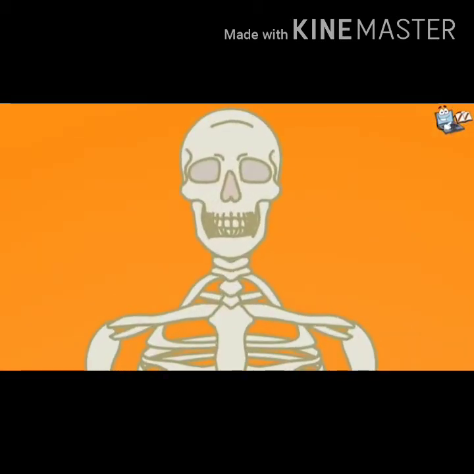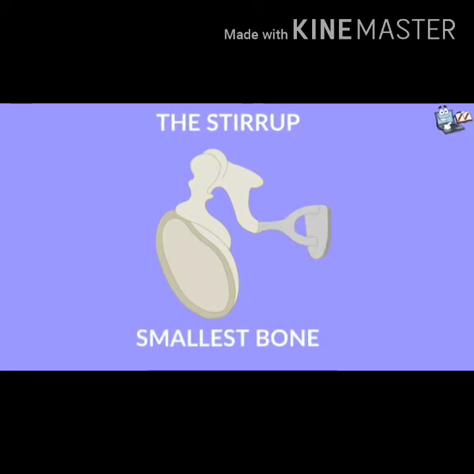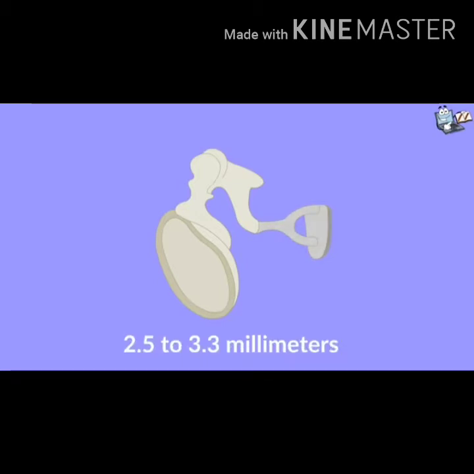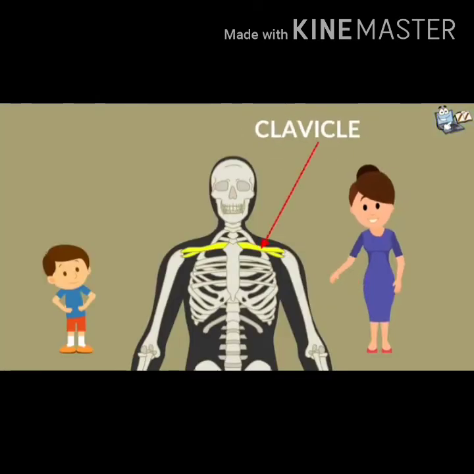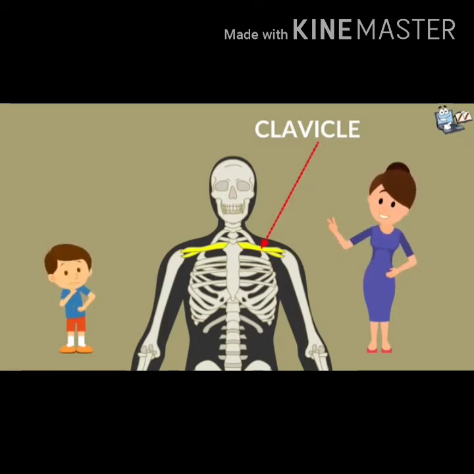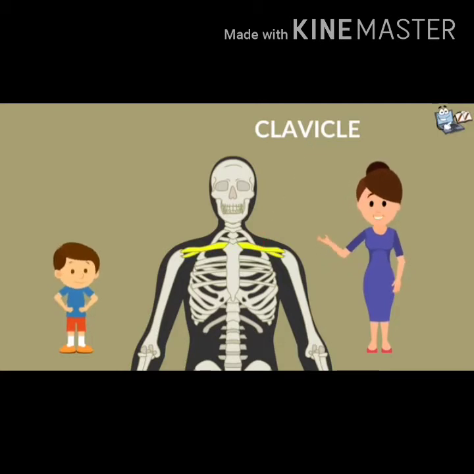Now look closely here. This is our skull. It carries our brain and also supports our face. It protects the brain from knocks and bumps. We have a very small bone in our ears, the stirrup. It is the smallest bone of our body, about 2.5 to 3.3 millimeters only. These are called the clavicle, our shoulder bones, or collarbone. There are two clavicles, one on the right and one on the left. It is the only long bone in the body that lies horizontally.